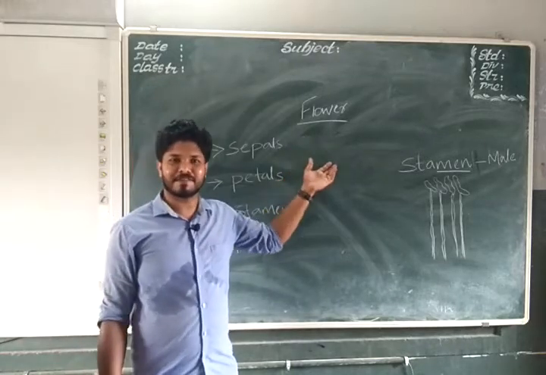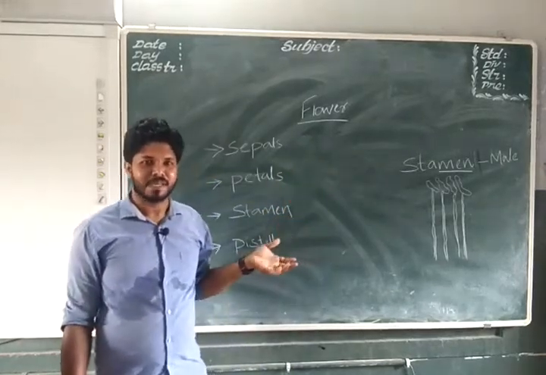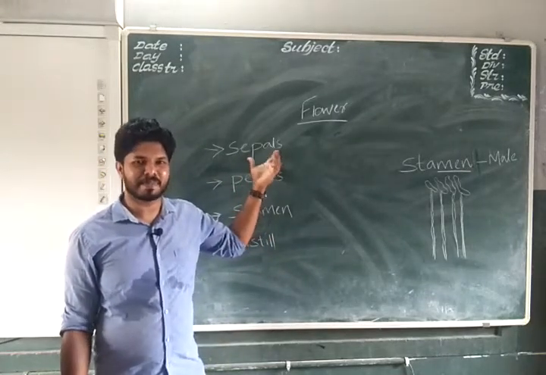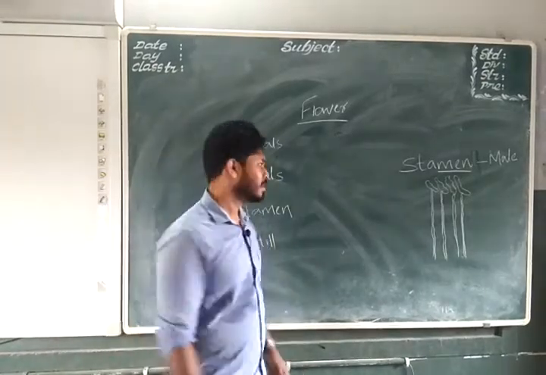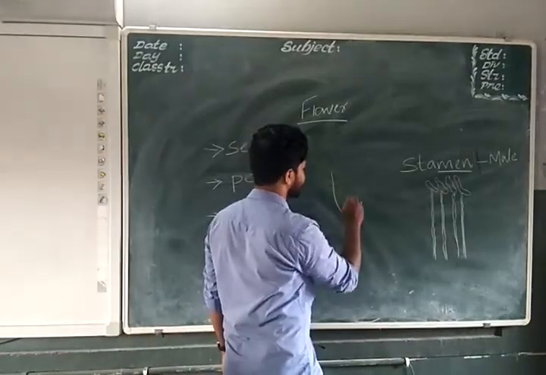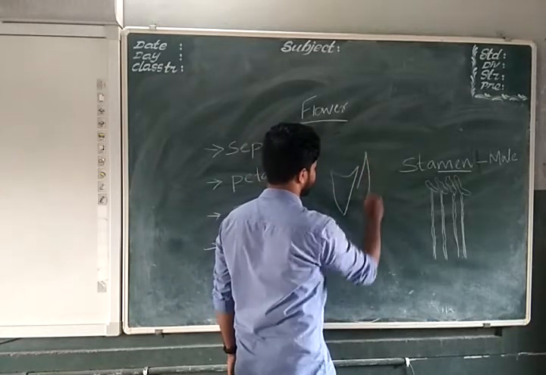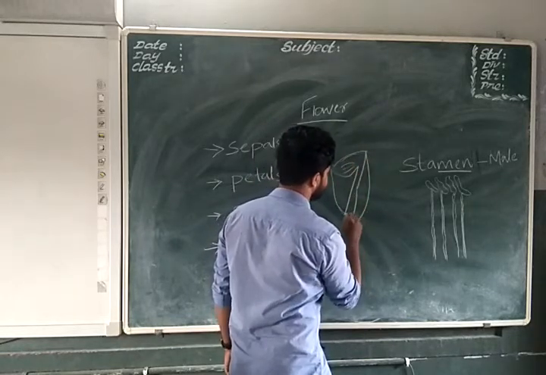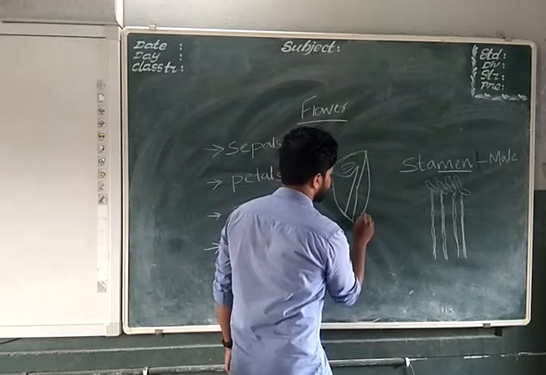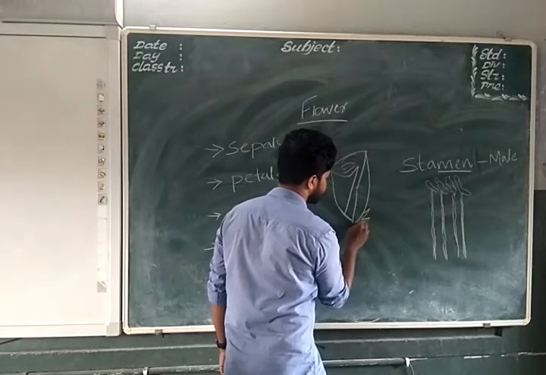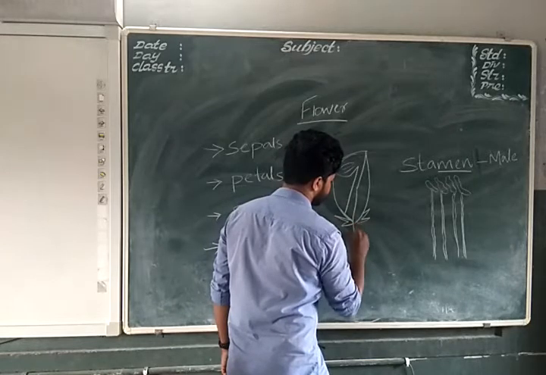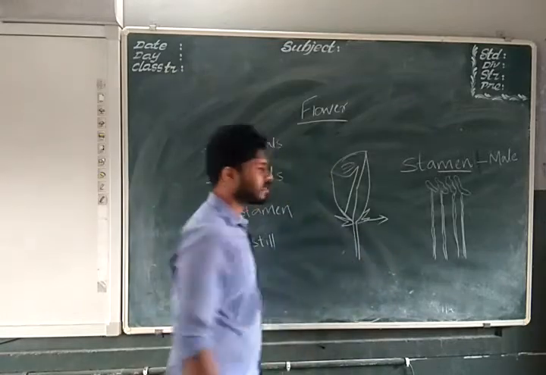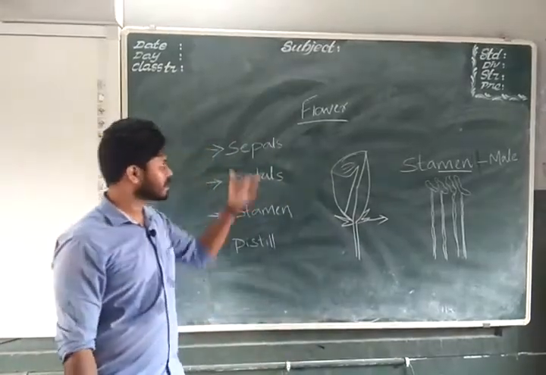You already studied flowers have different parts. The part of the flower which appears in green color is called sepals. Do you understand what is sepals? If there is a flower, let me try. Okay, fine. There will be a part here. This green part of the flower is called sepals.